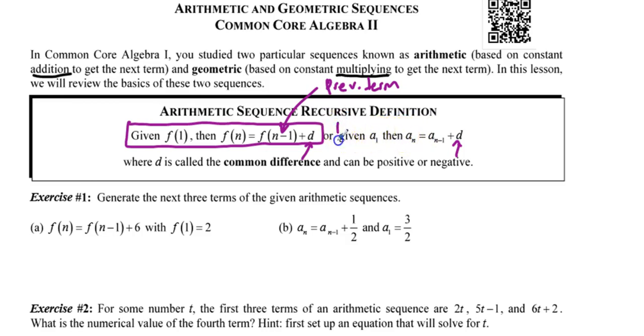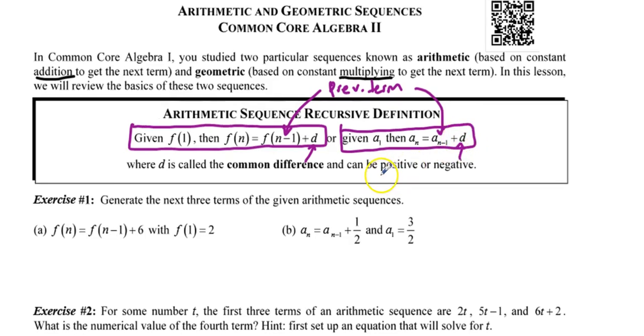If we're given the first term, that gets us started. Now we can find more terms by taking the previous term, that's a sub n minus 1, and adding on this common difference. Obviously the common difference could be positive or negative, which could make the terms go up or down. So let's play with that a little bit in this first exercise.